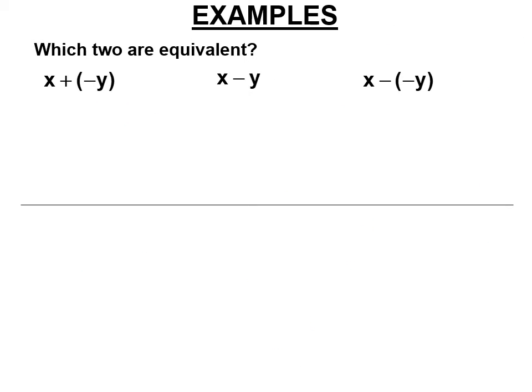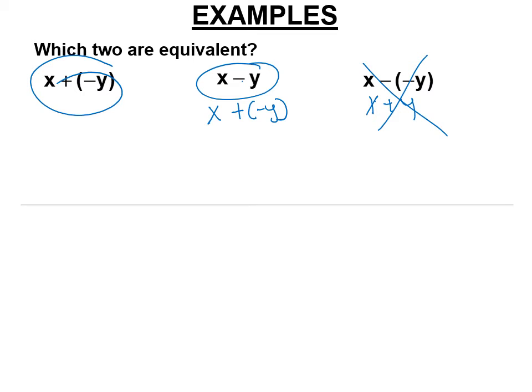So which two are equivalent? Have to be. Well, let's change that one to adding its opposite. It would be x plus the opposite of y. So that's the same as this one. This one we change to adding the opposite, we get x plus y. That's not going to be equivalent to the other two, unless you have special numbers that add up to 0 or something. For all values of x, x plus the opposite of y will always equal x minus y.